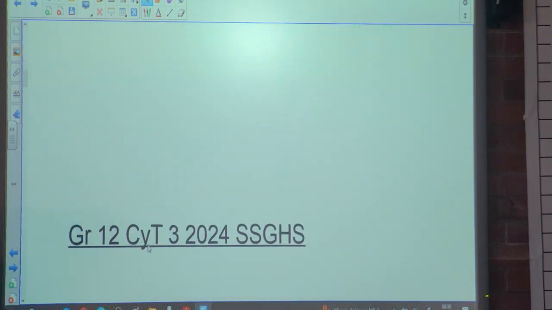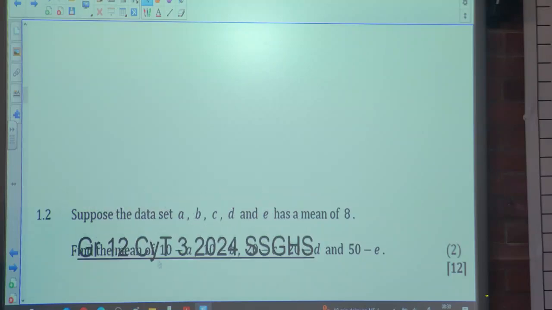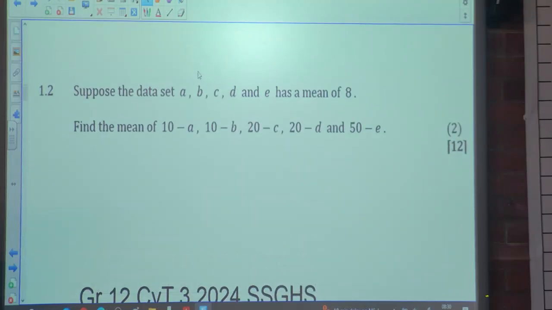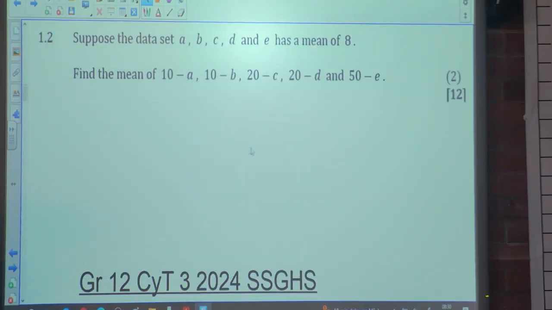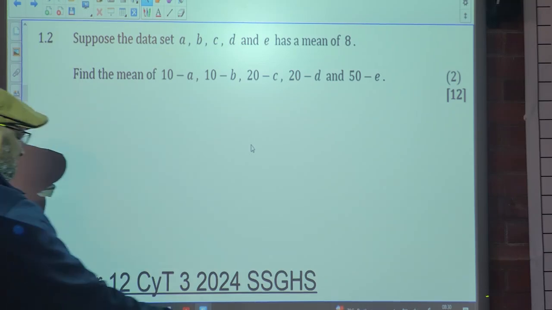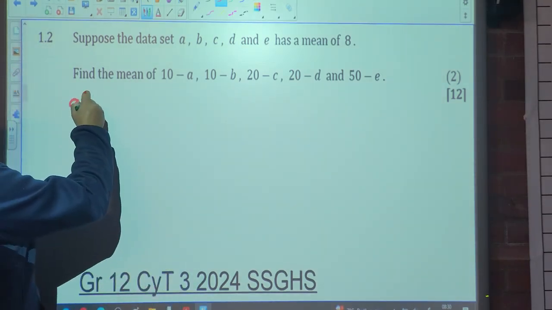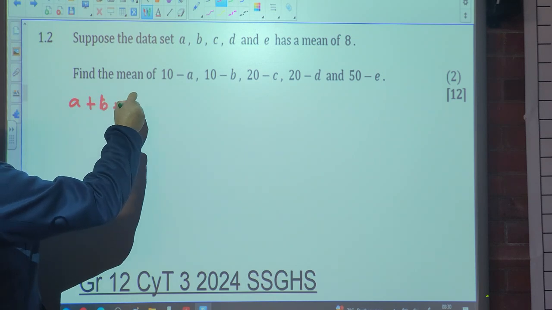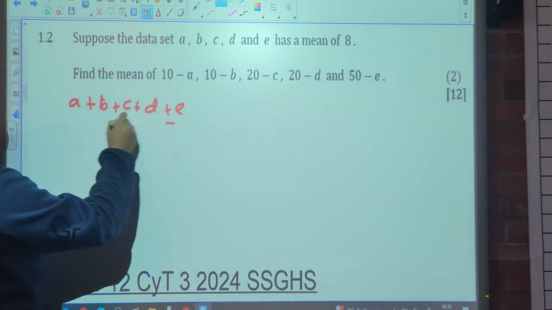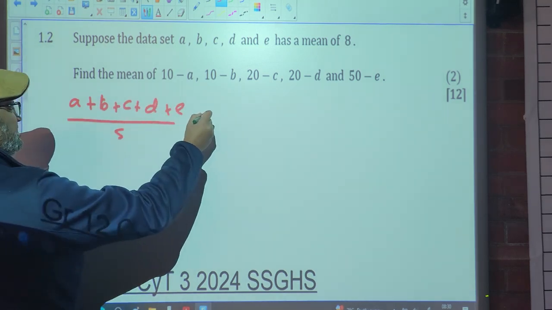And then I think there should be another question. Yep, 1.2. Suppose a data set A, B, C, D, and E has a mean of 8. So if it has a mean of 8, what does that mean? A plus B plus C plus D plus E over 5 is equal to 8. That's what it means.